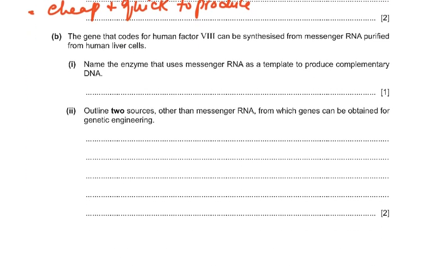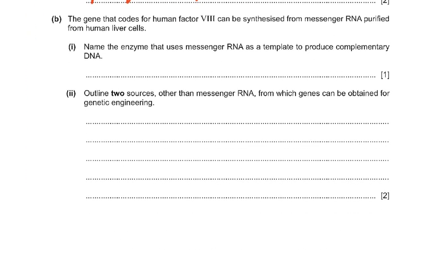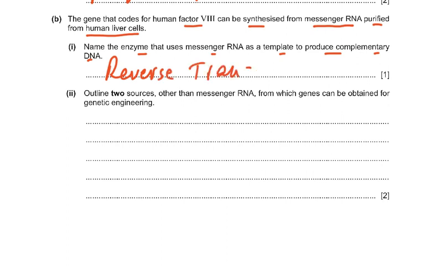Okay, then we come to the B part of the question. The gene that codes for human factor VIII can be synthesized from messenger RNA purified from human liver cells. Name the enzyme that uses messenger RNA as a template to produce complementary DNA. Now again, this is very much part of the new syllabus, and that's reverse transcriptase. Well, of course, it was in the old syllabus as well. Reverse transcriptase.